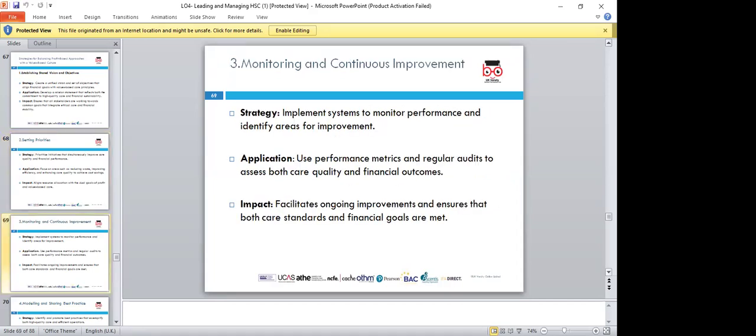You are able to implement systems to monitor performance and identify areas for improvement. The application is the use of performance metrics and regular audits to assess both care quality and financial outcomes. The impact is that it facilitates ongoing improvements and ensures that both care standards and financial goals are met.